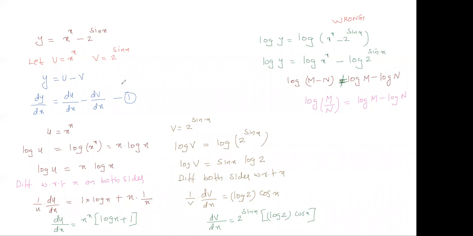Now you have to substitute back here. So from here you will write dy by dx or y dash. dy by dx means y dash is equal to du by dx. du by dx is x to the power x into log x plus 1, minus dv by dx. dv by dx you got 2 to the power sin x into log 2 into cos x. That's the answer.